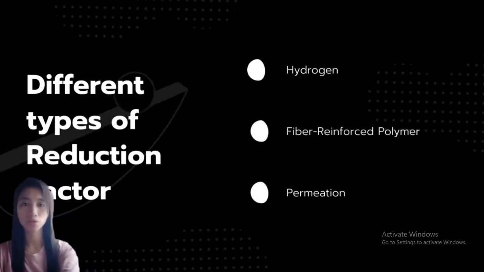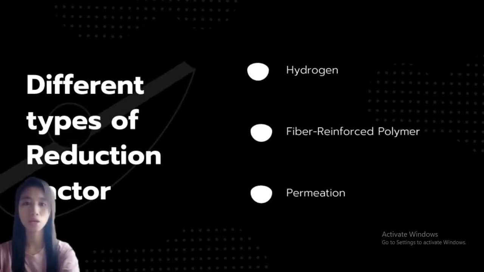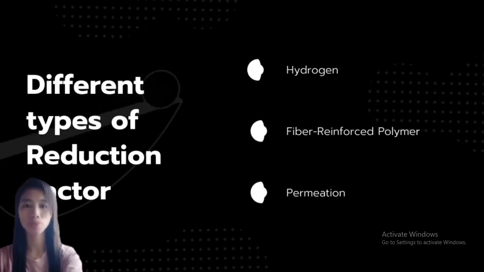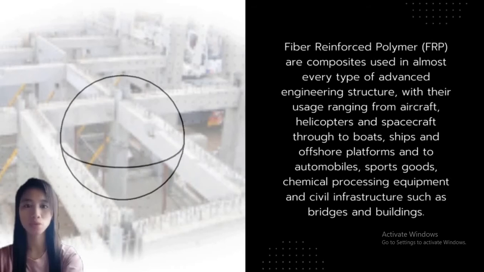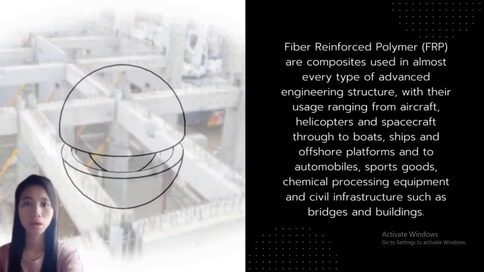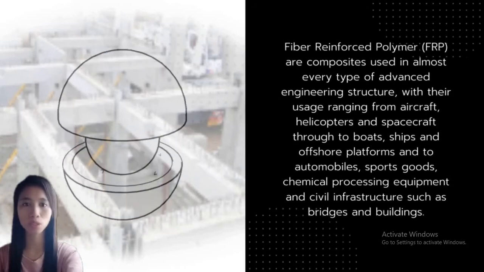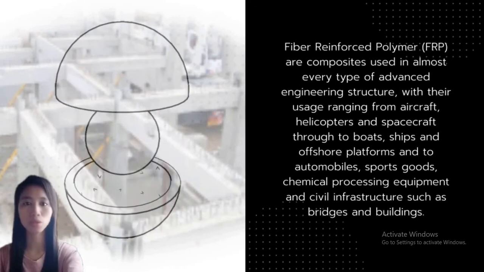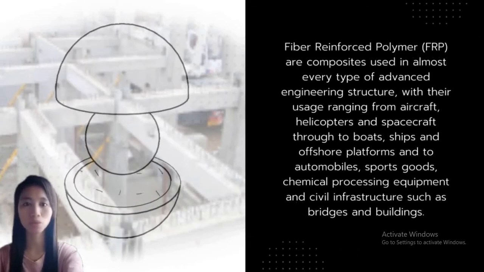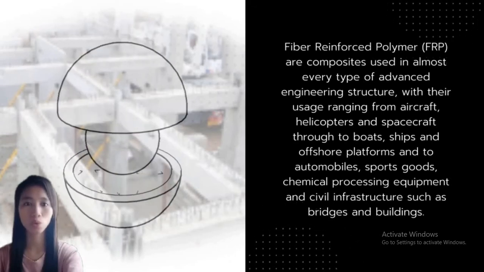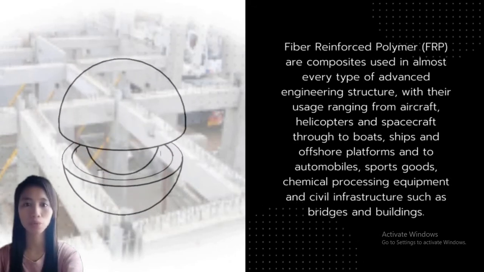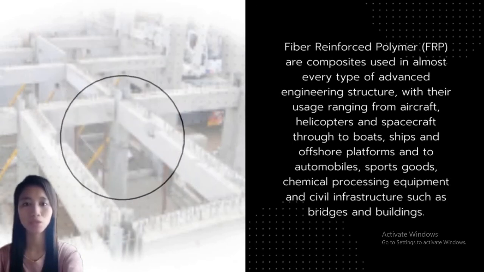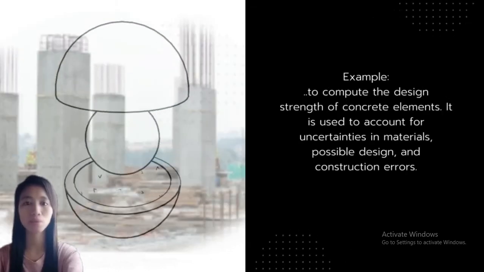So, different types of reduction factors. Una, hydrogen. Pangalawa, fiber-reinforced polymer. Pangatlo ay yung permeation. So, dun tayo sa under ng fiber-reinforced polymer. Ang fiber-reinforced polymer are composites used in almost every type of advanced engineering structure, with their usage ranging from aircraft, helicopters, and spacecraft, through to boats, ships, and offshore platforms, and to automobiles, sports goods, chemical processing equipment, and civil infrastructure such as bridges and buildings.